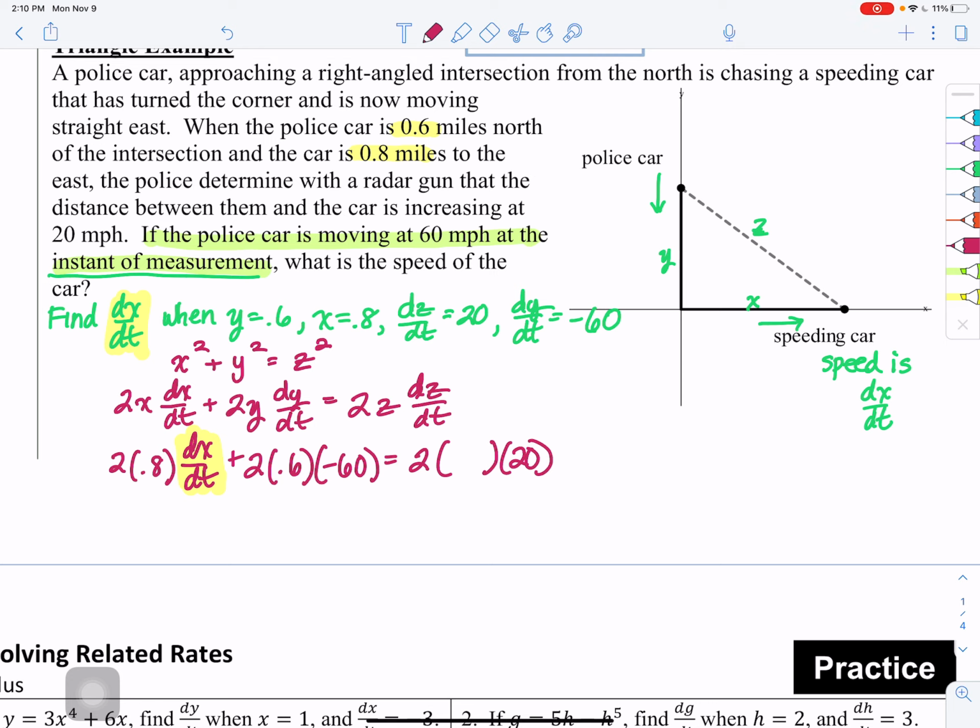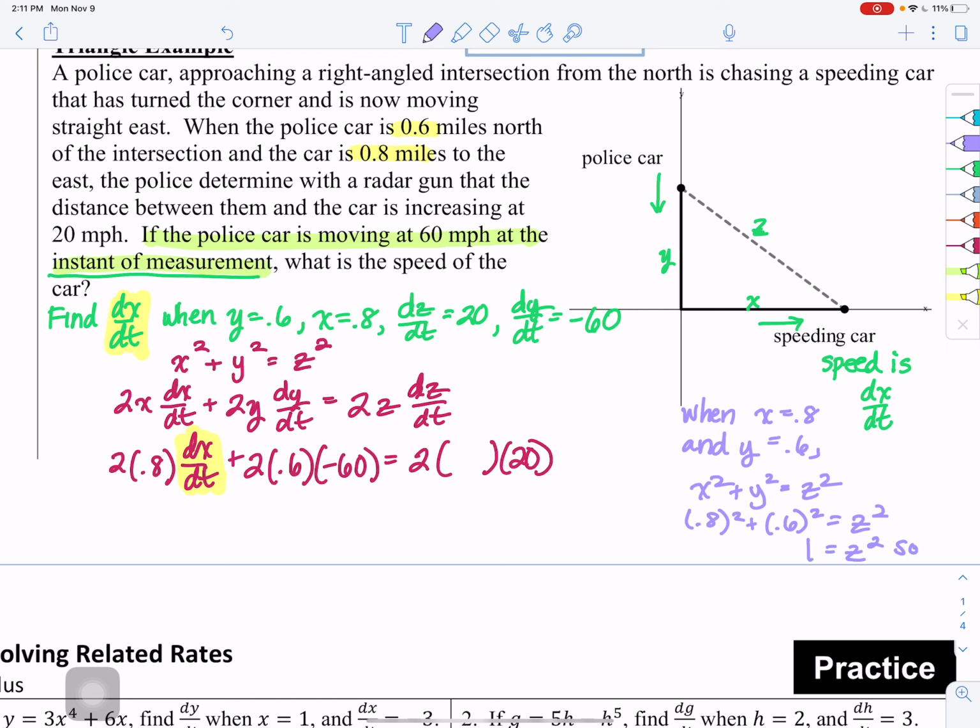So what I want to do is come over here and find z. So at that very moment, when x is 0.8 and y is 0.6, x squared plus y squared equals z squared. So 0.8 squared plus 0.6 squared equals z squared, and you will get 1 equals z squared, so z is 1. Okay? So you find that at that moment what that is.